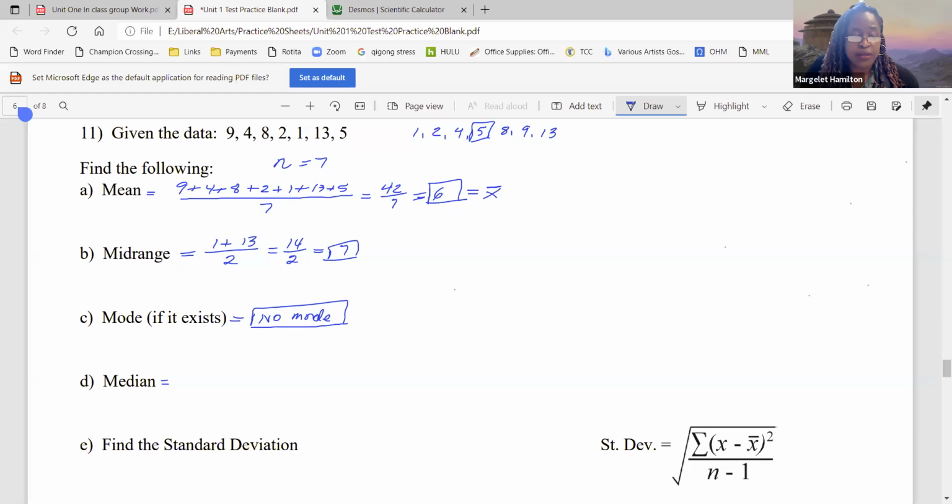That's our median, 5. Like I said, if there are two things in the middle, then we would have to find the mean of those things: add them up, divide by 2, and that way we can find the middle. But here we had an odd number of data items, so the 5 was right there. Everybody doing good with all A through D?